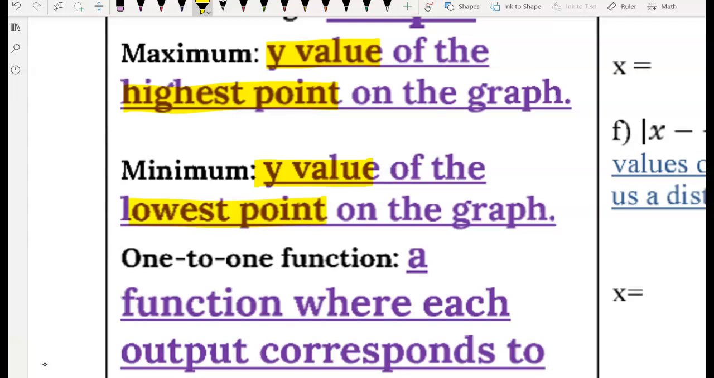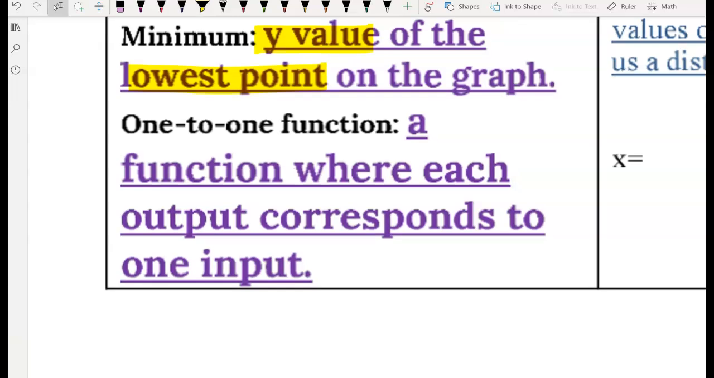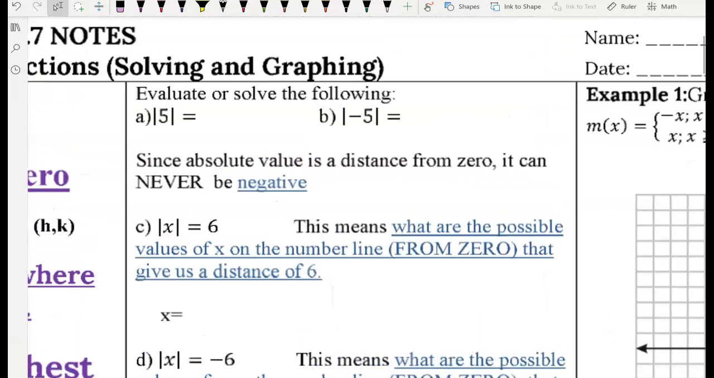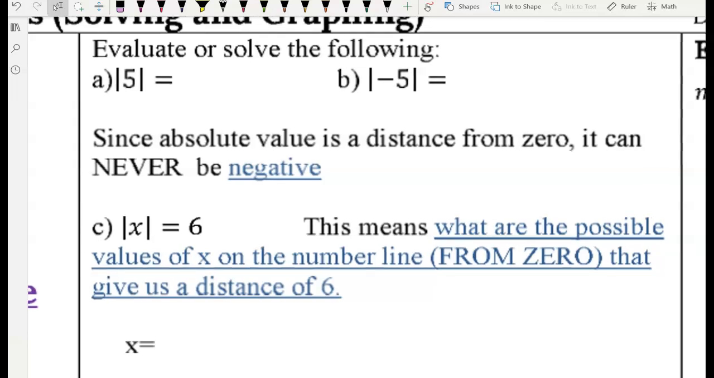One-to-one function, students, this is brand new to us. Remember, a function was every input, which is the x value, can only have one output, which is the y value. Now, one-to-one function is even more strict. In addition to that, every y value, every output, can only have one input, okay? So that's all of our definitions for this page. If you need to pause so you can write, please do so. Once you're done writing, let's go to this middle column here. It says evaluate or solve the following.